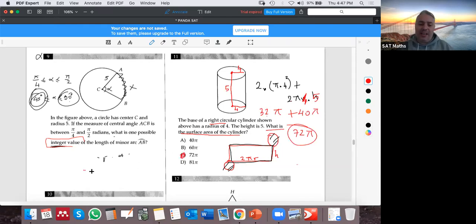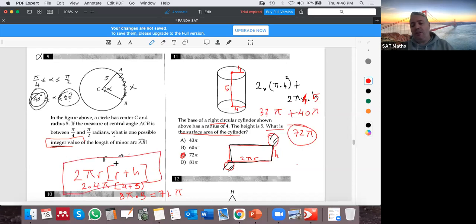Or you can say, I think it was the formula. This was the formula, if I am not wrong. So if I use the formula directly, 2 pi r times h plus... sorry, 2 pi r times (r plus h). So 2 times 4, so 8 pi times 9, which is 72 pi. Also, it comes out from the formula, if you know. If you don't know the formula, you can even use this way.